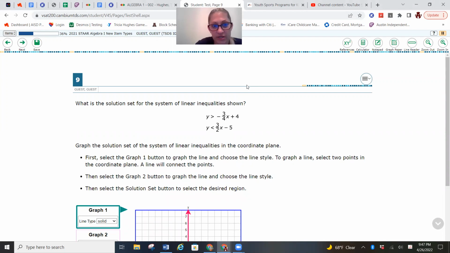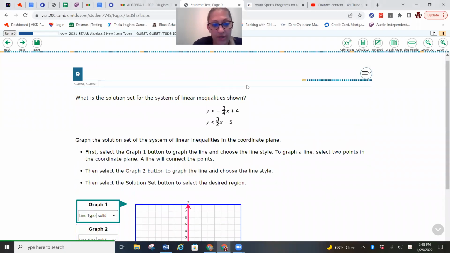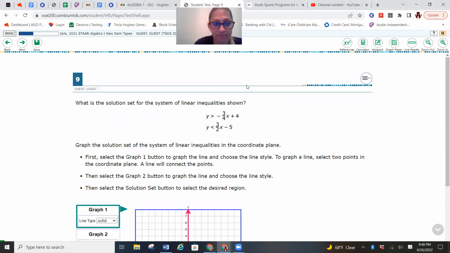Okay, here is the system. I have this line I have to graph, and I have that line that I have to graph. My first line is called graph 1. The directions say, now this is when I would suggest using your line reader. What is the solution set for this system? First step, graph the solution set of the system of linear inequalities in the coordinate plane.